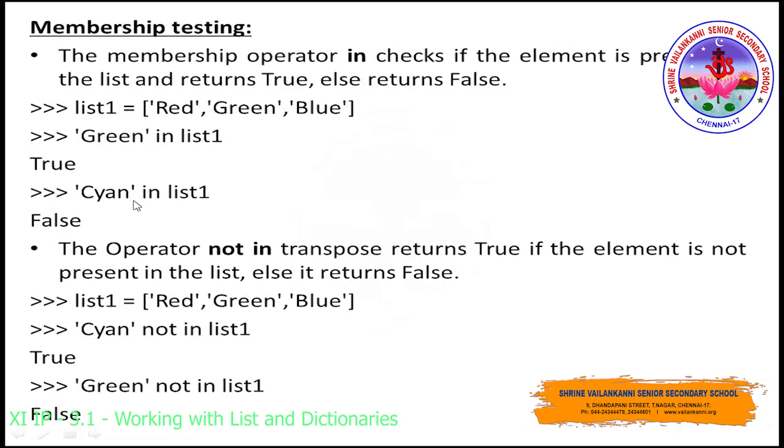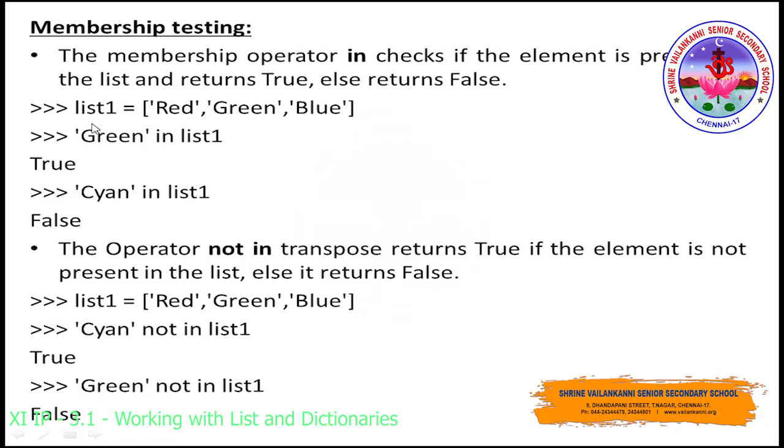And now when it comes to membership testing, here you will use two different operators, in and not in. So the in operator actually checks whether the element is present in the list or not. If the element is present inside the list, it will return true. Otherwise, it will return false. Whereas the not in operator acts as the opposite. So not in means if the item is not present in the list, it will return the result as true. If the item is present in the list, it will return the result as false.